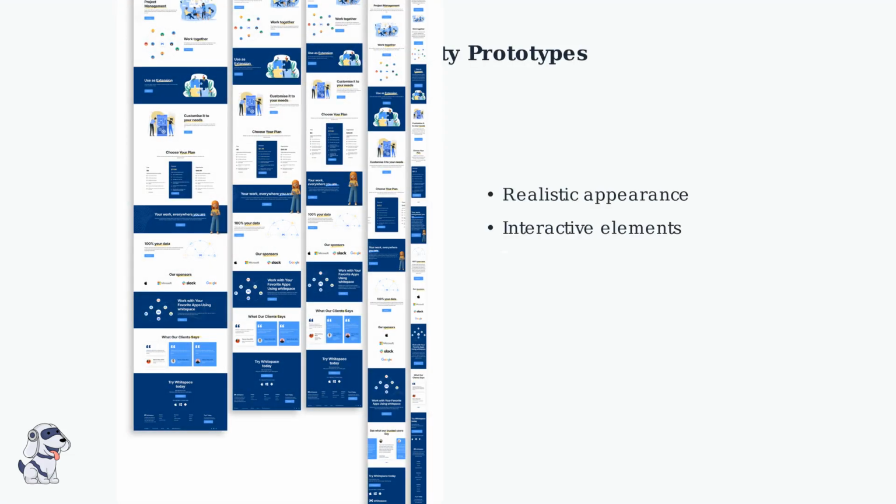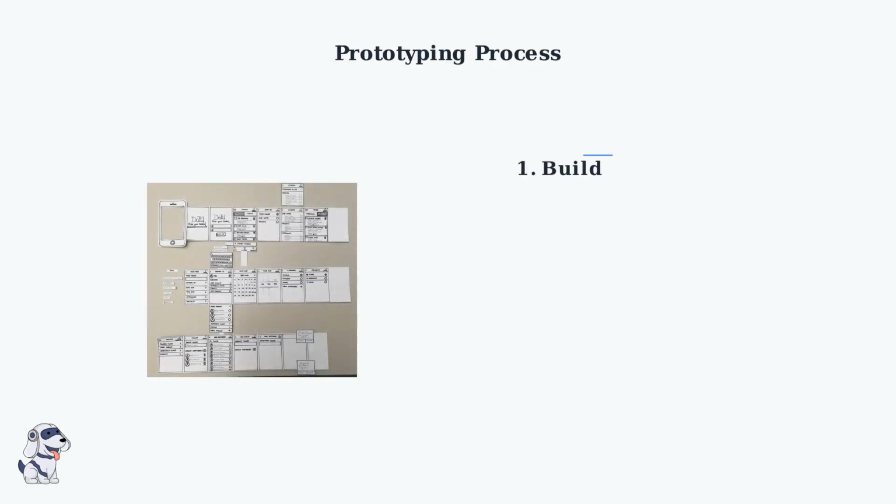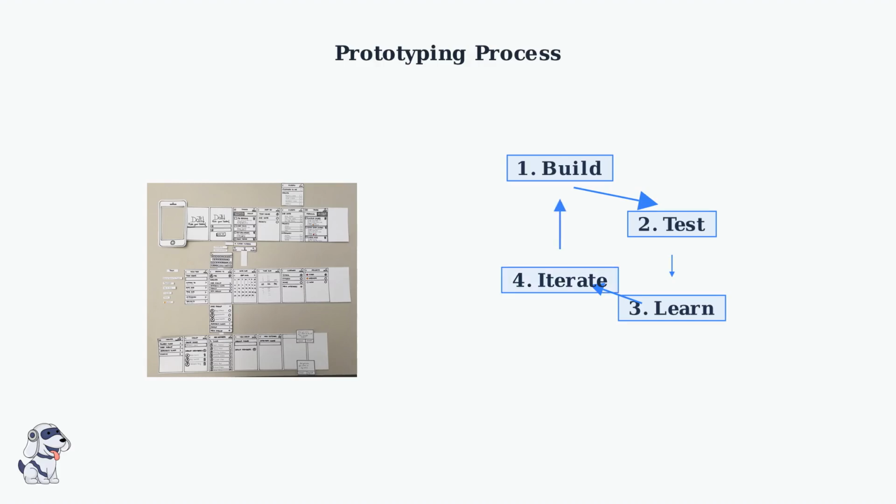High fidelity prototypes are more detailed and closer to the final product. They include realistic visuals, interactions, and functionality that users can actually experience. The prototyping process follows a simple cycle: build a basic version, test it with users, gather feedback, then iterate and improve. This cycle repeats until the solution meets user needs.